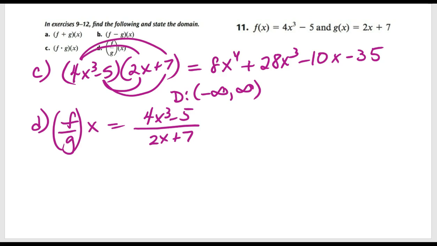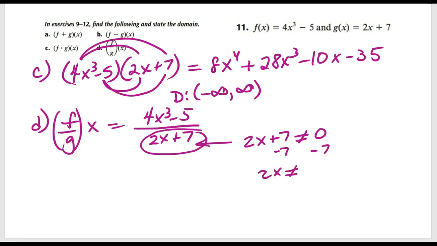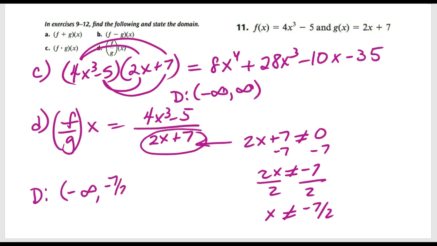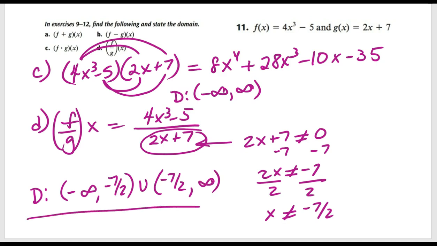Now my domain, it's no longer just going to be negative infinity to positive infinity. Instead, I have to consider this denominator. I don't want my denominator to equal 0. So I say to myself, when will it equal 0? What x values will cause it to equal 0? And I can see that x cannot equal negative 7/2. If it does, then I'll have division by 0. So therefore, my domain is not negative infinity to positive infinity. I'm going to exclude negative 7/2. And I can write it like this to make sure that it excludes negative 7/2.